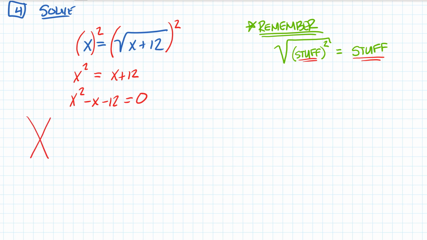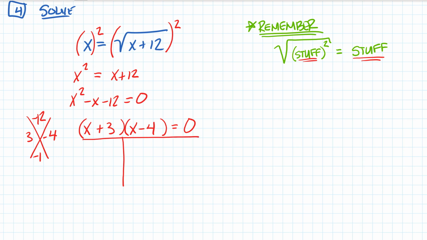I would solve this using a diamond problem. Negative 12 and a negative 1. Probably a 3 and a 4. If the 4 was negative, they would add to the negative 1 and multiply to negative 12. So therefore, this is going to be the product of 2 binomials, x plus 3 and x minus 4. Using the zero product property, I would get x plus 3 equals 0 or x minus 4 equals 0. This would tell me that x has to either be negative 3 or x has to be 4.